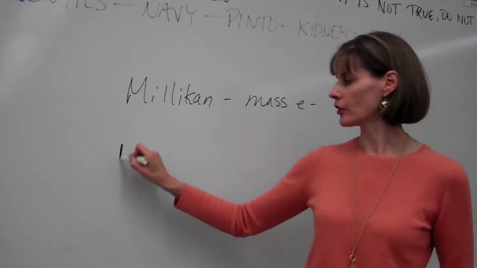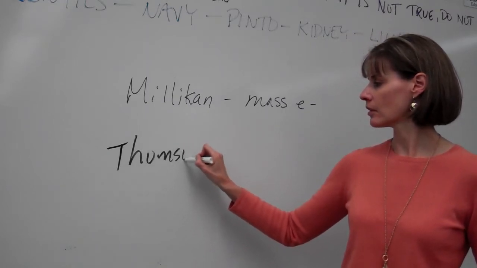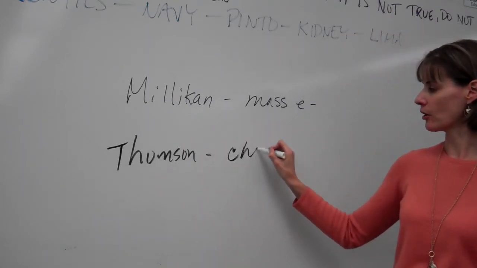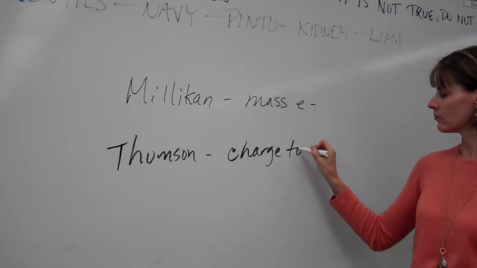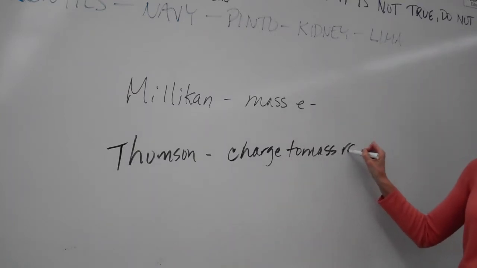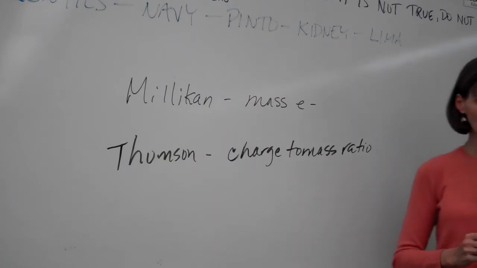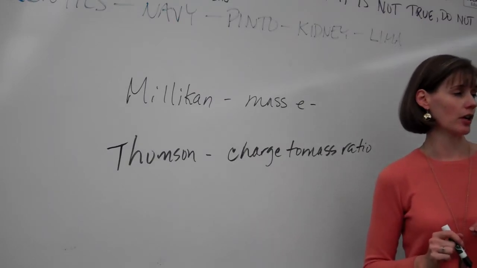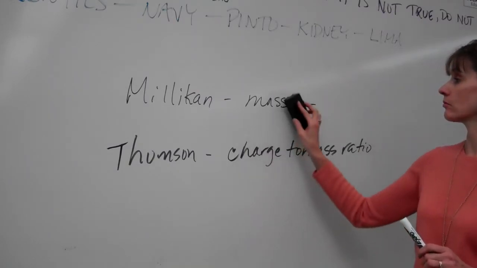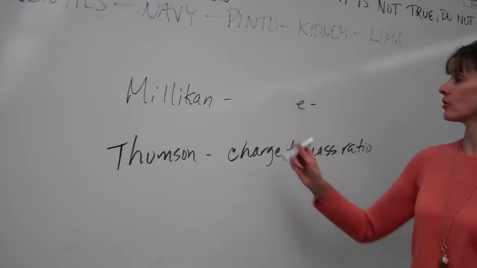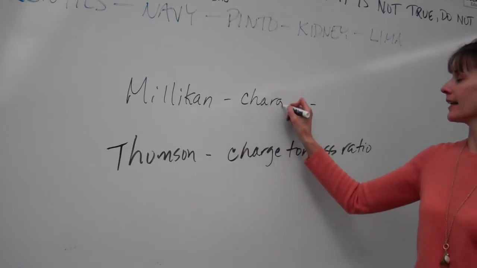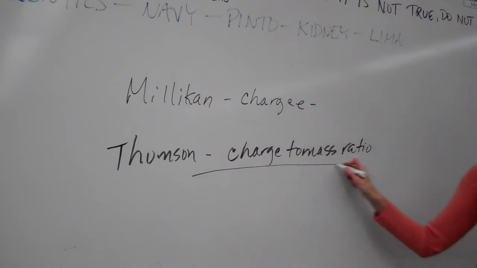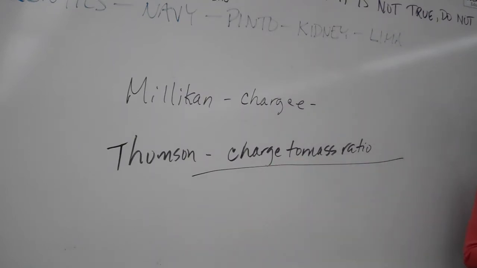Thomson figured out the charge to mass ratio. Charge to mass ratio. Okay? Millikan actually found the charge of an electron first. Okay? First he found the charge of the electron. And he used Thomson's work to find the what? The mass. So that's where we get the mass.